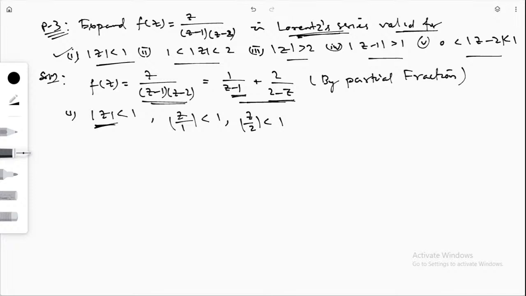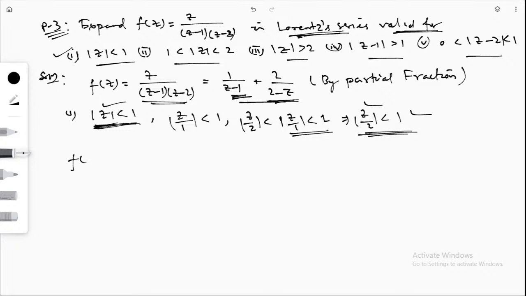Since mod z is less than 1, mod z by 2 is obviously less than mod z by 1. So mod z by 1 is less than 1, and you can say mod z by 2 is also less than 1. Since mod z is less than 1, mod z by 2 also satisfies this valid region. So whatever expansion I make here, all things will be powers of z and z by 2, because mod z is less than 1 and mod z by 2 is less than 1. So I will use that.